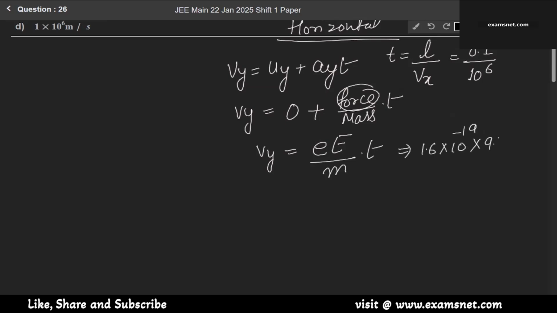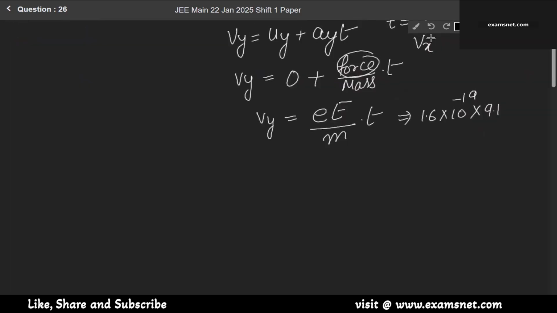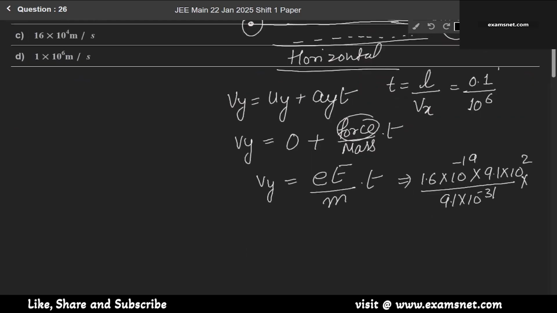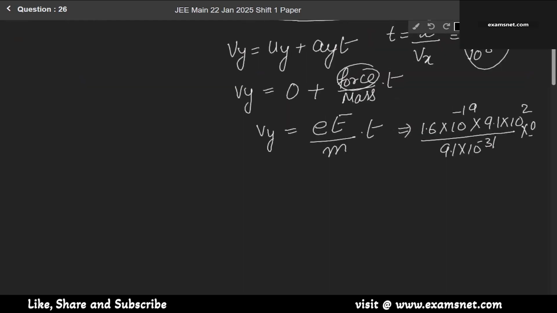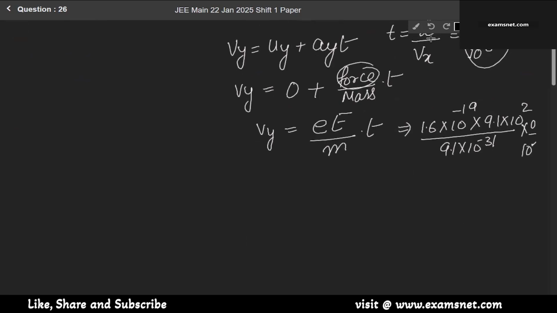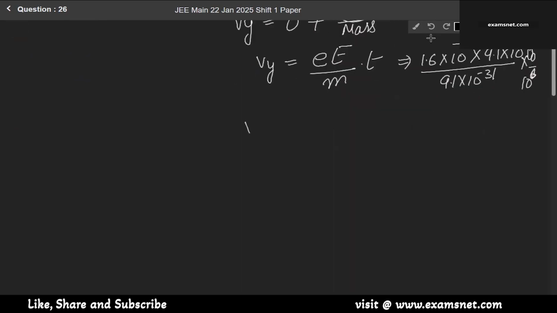So the charge is 1.6 into 10 to the power minus 19, into E. E is 9.1 volt per centimeter, which means into 10 to the power 2, over mass. Mass is 9.1 into 10 to the power minus 31, into time. Time is 0.1 over 10 to the power 6.